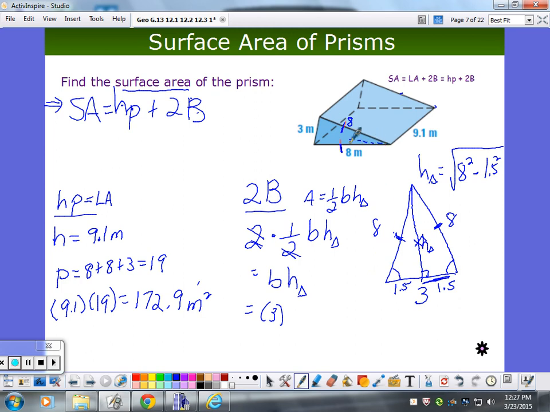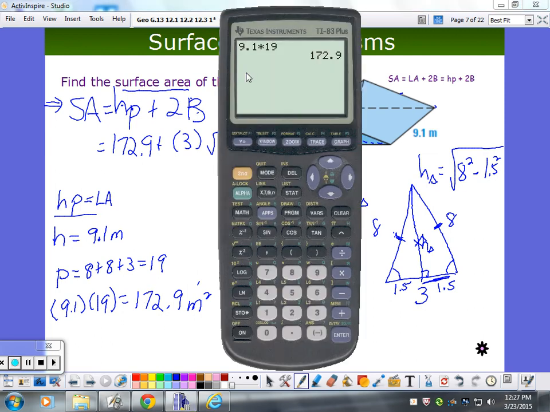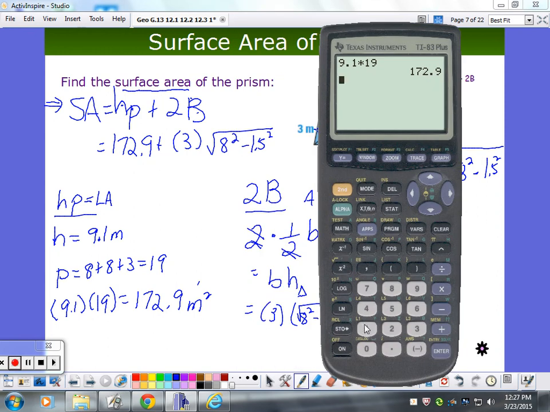I'm finding basically this height right here, so I can do 1/2 base times height. And since I want 2 of them, it's just going to be base times height. Now, I actually kept this in its square root form just because I didn't want to estimate. I wanted to get the most accurate thing I could. So what's going on here? It's 172.9 plus 3 times this big mess. And that's what I'm going to put in my calculator. Again, I want to be as accurate as I can.